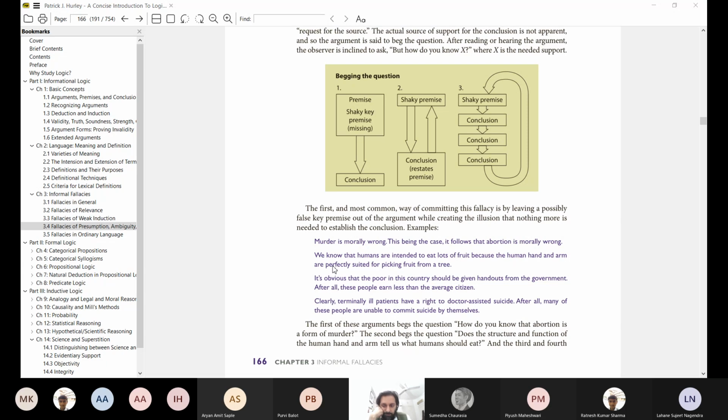Yeah, Piyush. Sir, I think the question here should be: how do we know that they want to commit suicide? The question is kind of assuming that terminally ill patients want to commit suicide, either by themselves or by doctor-assisted suicide. But how do we know that they want to?